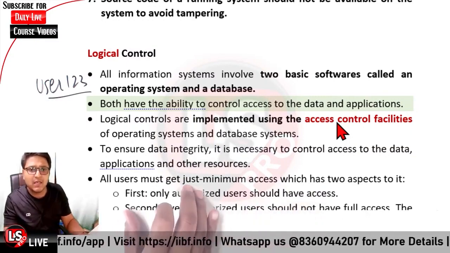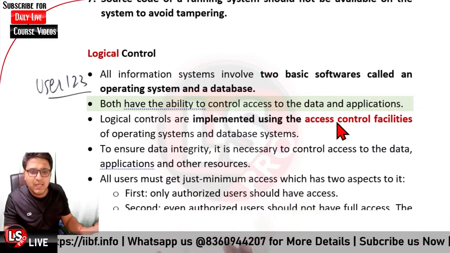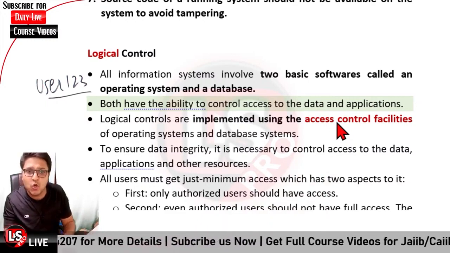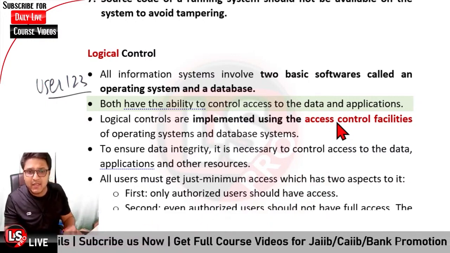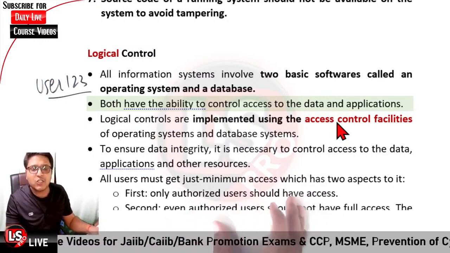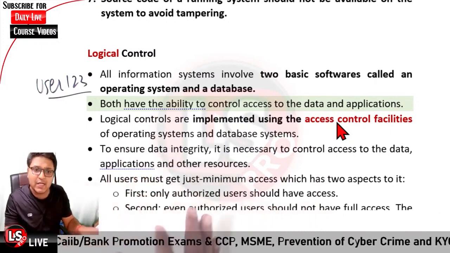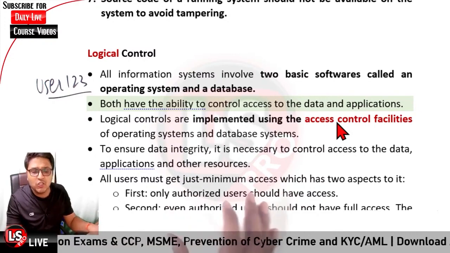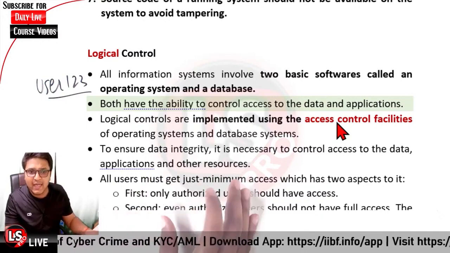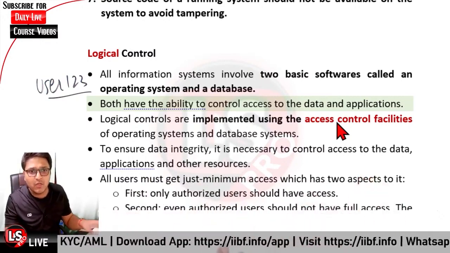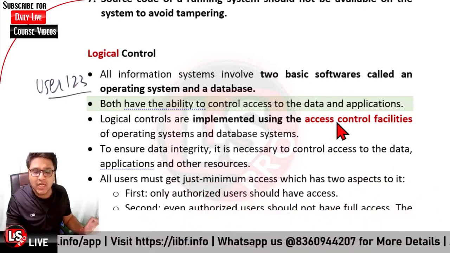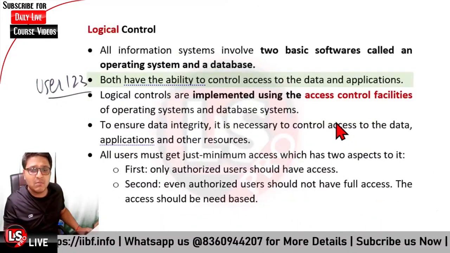Okay, and all users must get just minimum access, which has two aspects to it. Now, what do you mean by just minimum access? Just minimum access means only that much access must be given to the user as is required by the user's scope itself. Now if you are working in a clerical cadre, and posting is not allowed to you above a particular amount, that should not be allowed by the system itself. Let us say your limit for posting is 50,000, that you can post the vouchers below or equal to 50,000. In case a voucher amounting to 60,000 is available to you and you want to post it, then the system itself should not allow you to post the voucher. Okay, that is what I want to say. So only just minimum access should be available.